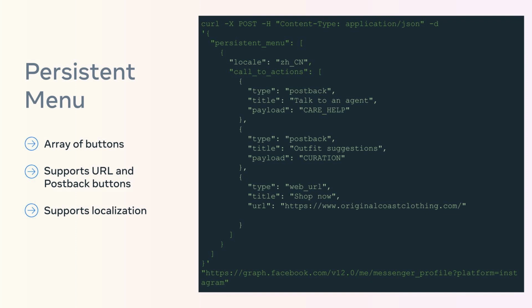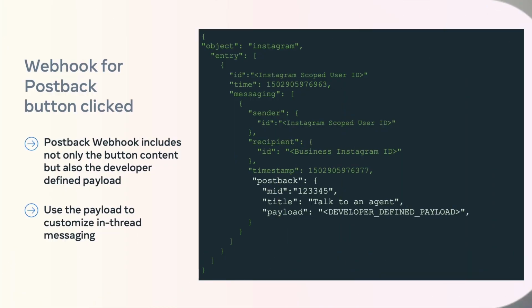In this example, we've set up the Talk to an Agent option as a postback button with the payload as Care Help. When the customer taps on the Talk to an Agent option, your app will receive a messaging postback webhook with the developer-defined payload. In this case, it's Care Help. You can then use this payload to customize the in-thread messaging experience.